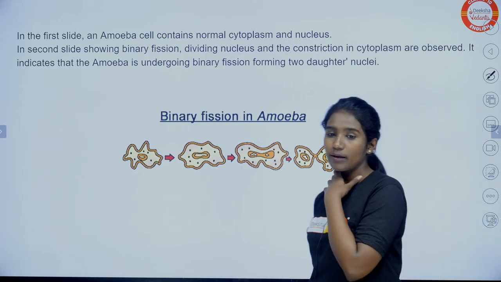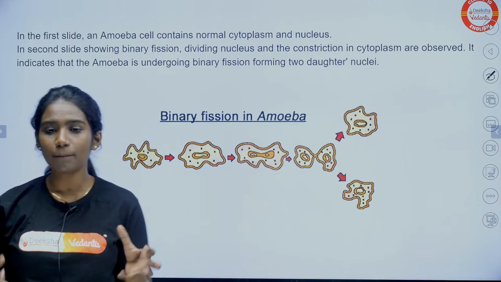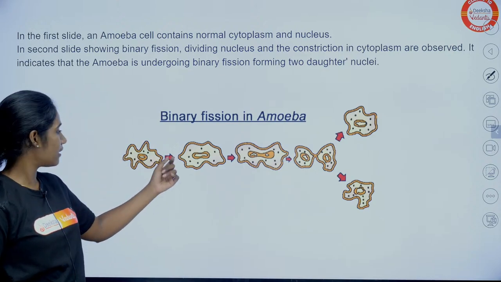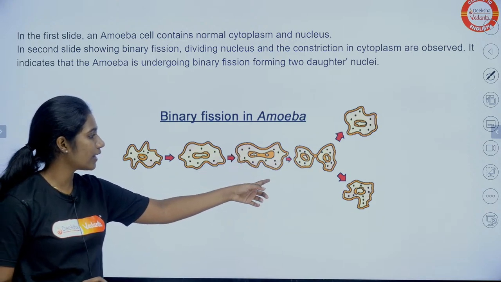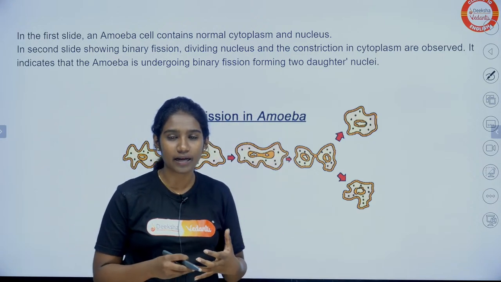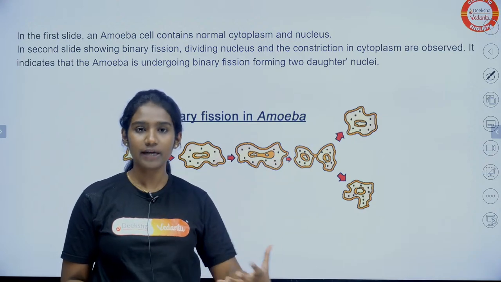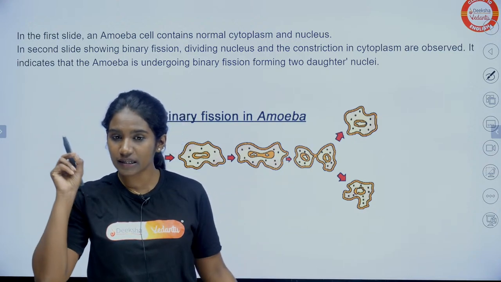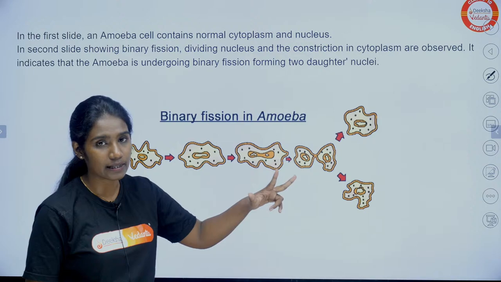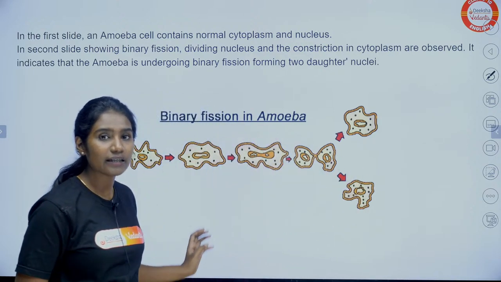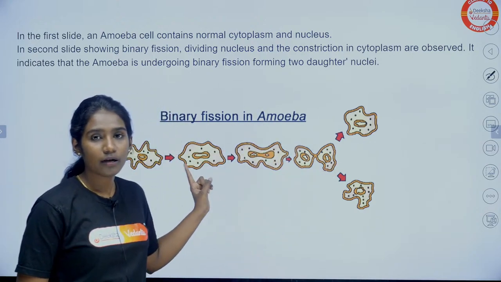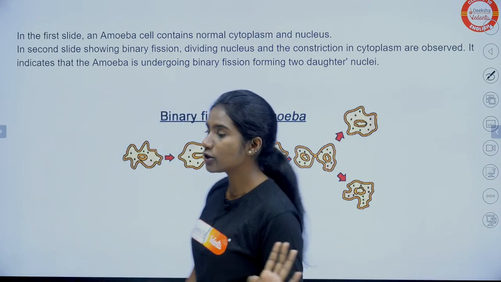How do amoeba reproduce? Through binary fission. First, you will see there is a cell, and then slowly the nucleus starts dividing. Once the nucleus divides, the cell divides. In fission, the parent cell splits into one or more cells, and each individual cell has the capacity to develop into a new individual. If the cell divides into two cells, it is binary fission. If the parent cell divides into more than two cells, it is multiple fission. Amoeba reproduce through binary fission.